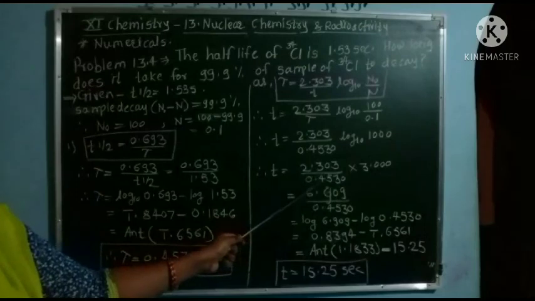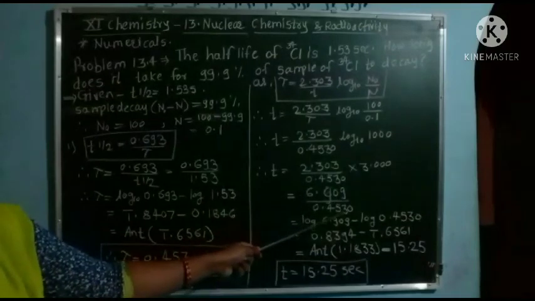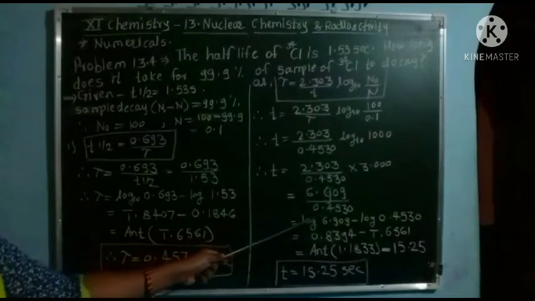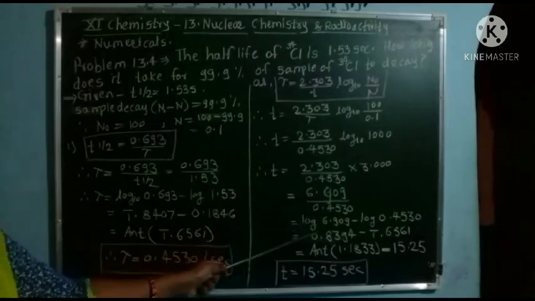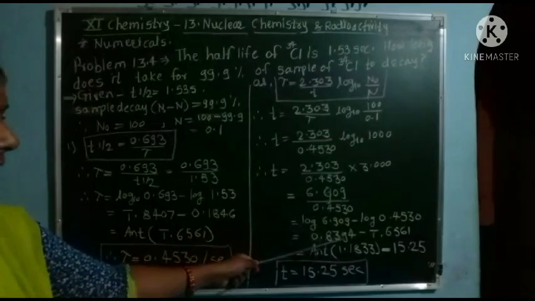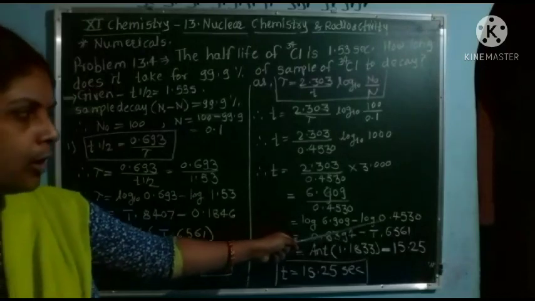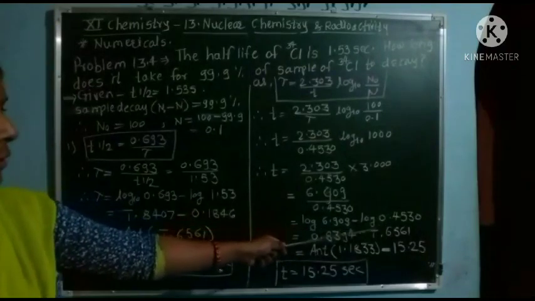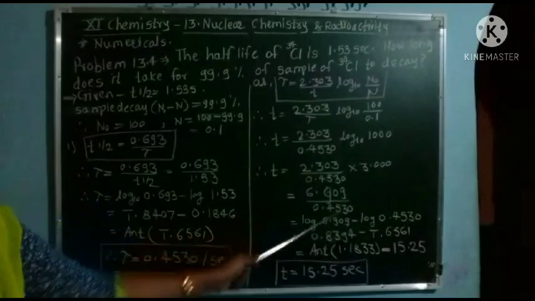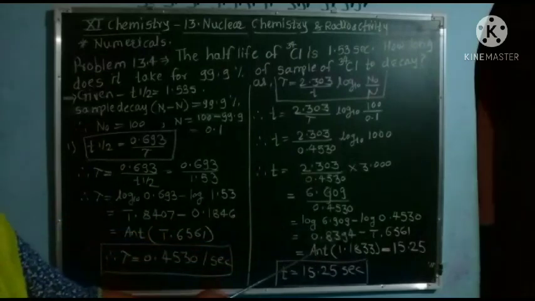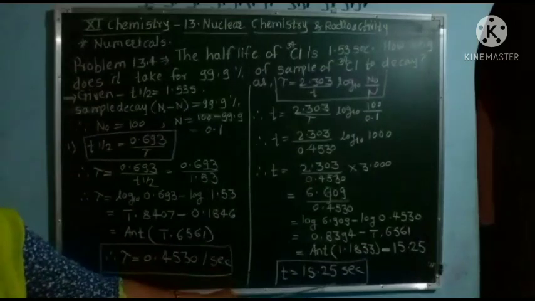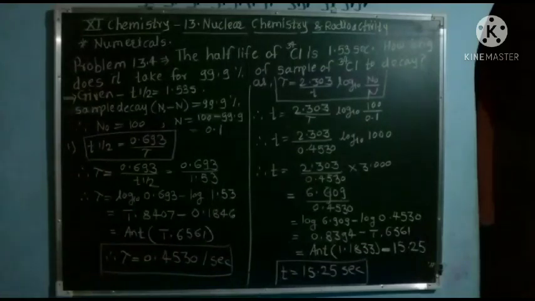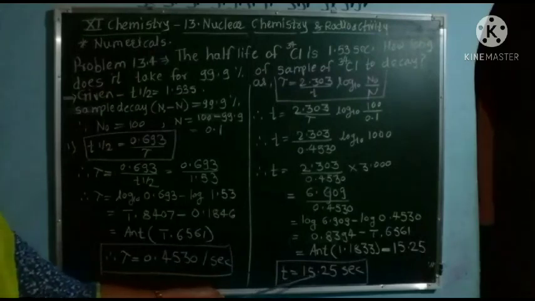If we multiply by 2.303, that is 6.909, divided by lambda, 0.453. If we subtract the log terms, then we will get 0.8394 minus log of 0.4530, which is bar 1.6561, and the antilog of that is 15.25. So the time required for 99.9% of the sample to decay is 15.25 seconds.